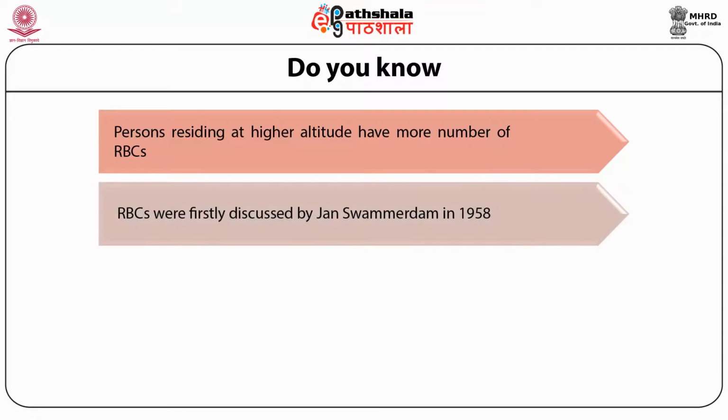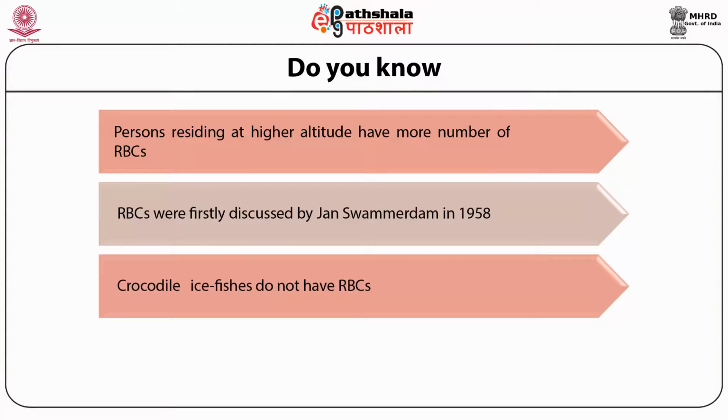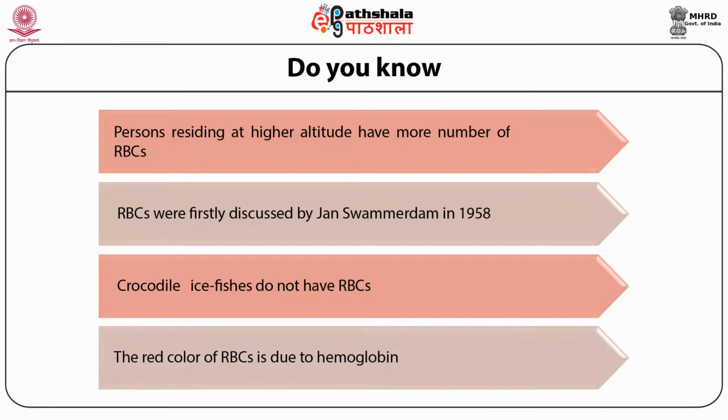The RBCs were firstly discussed by John Swammerdam in 1958. So that person is the pioneer in discovery of these cells. Do you know these crocodile ice fishes do not have RBCs? The red color of RBC is because of hemoglobin. Other than mammals, there are salamanders or the other species which don't have the nucleus in their RBCs.